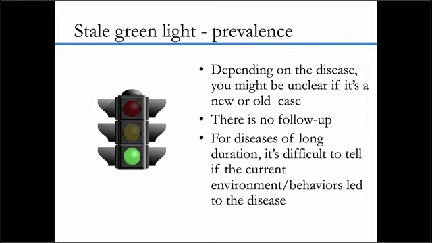And especially for diseases of long duration, it's difficult to tell if the current environment or behaviors led to the disease. So for example, if we're looking at something like type 2 diabetes, we can look at the prevalence of type 2 diabetes in the United States today on the day that you're listening to the recording. But what we won't know when we're looking at that is whether or not the behaviors that a person's engaging in today are ones that are actually making them or made them at higher risk for developing type 2 diabetes. Because that could be that they change their behaviors as a result of getting diagnosed with type 2 diabetes.